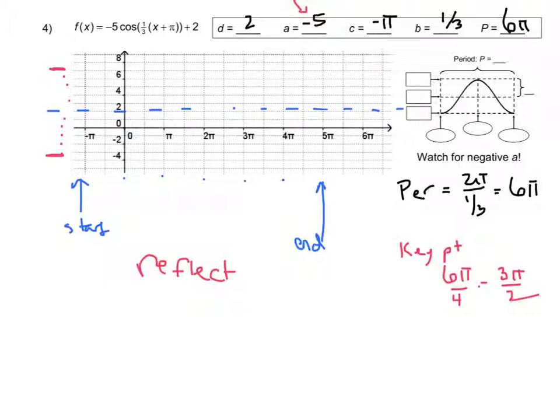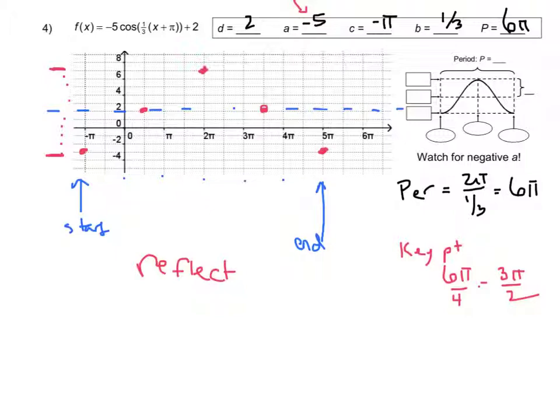So cosine starts high, but because there's a reflection, cosine is actually going to start low. So at every 1.5 pi, I'm going to hit a key point. So I'm going to go out to 1/2 pi, and that's where I hit what should have been my x-intercept. I go another 1/2 pi, so there's 1/2 and 2. And then I go right another 1.5 pi, and that's where I should be at my x-intercept, if it didn't get shifted. And I go another 1.5, so 1/2, 1 pi, and I'm down at -3.